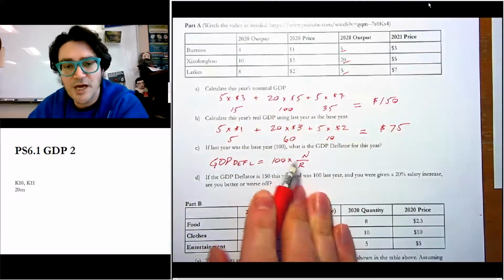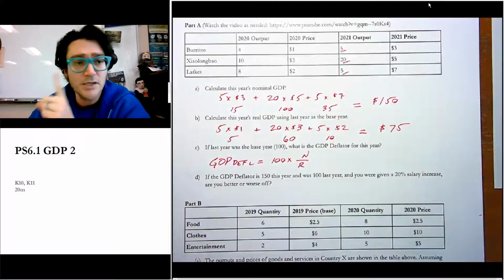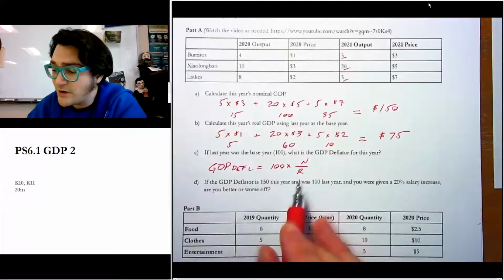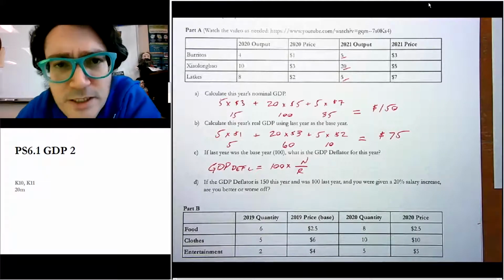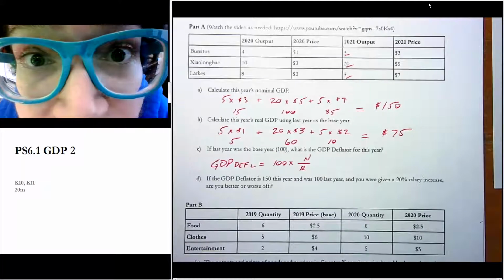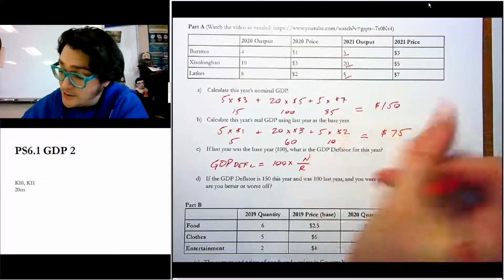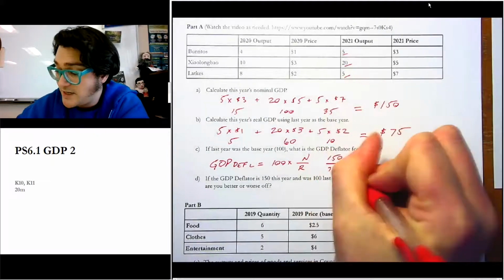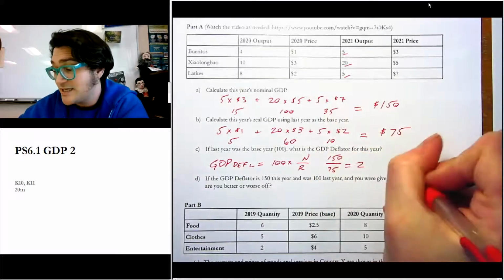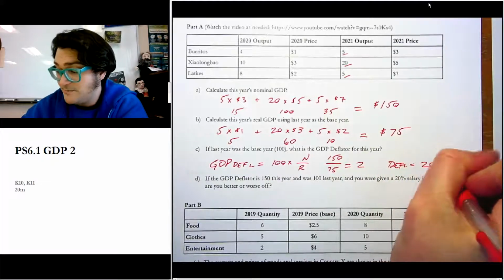Now, how do you remember the nominal over the real? Well, number 1, n comes before r, right? So that's helpful. 2 would be that the numerator is the n. The nominal is the numerator. Stop mixing them up. Now, the nominal is 150, and the real is 75, and that's just 2. So that means the deflator is 200.